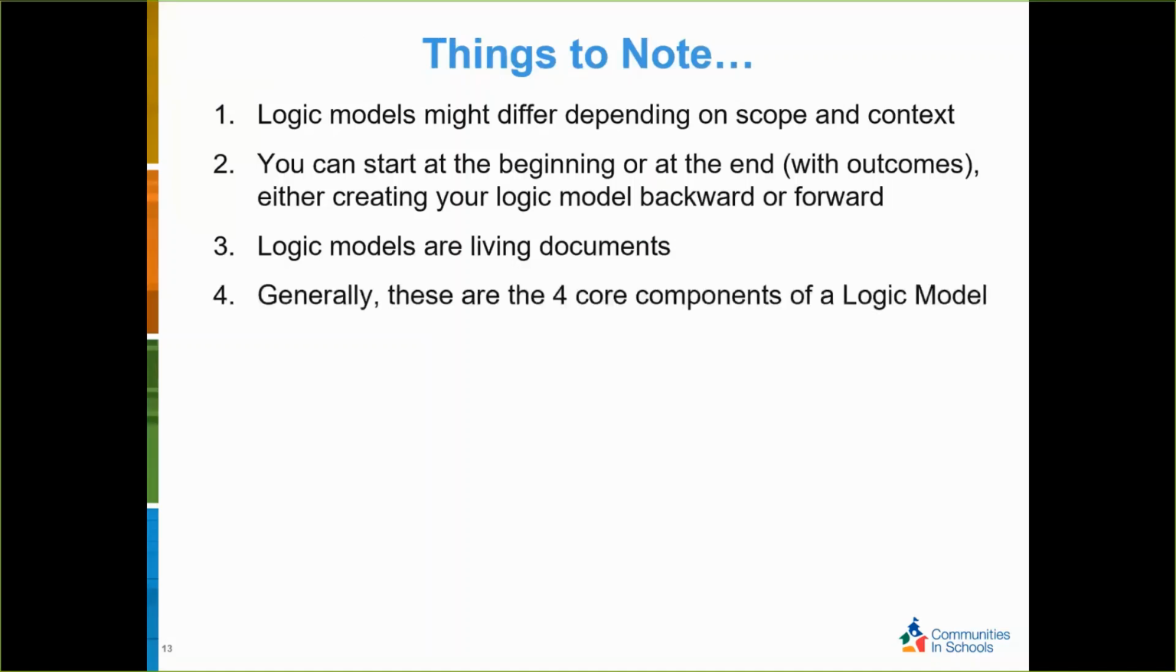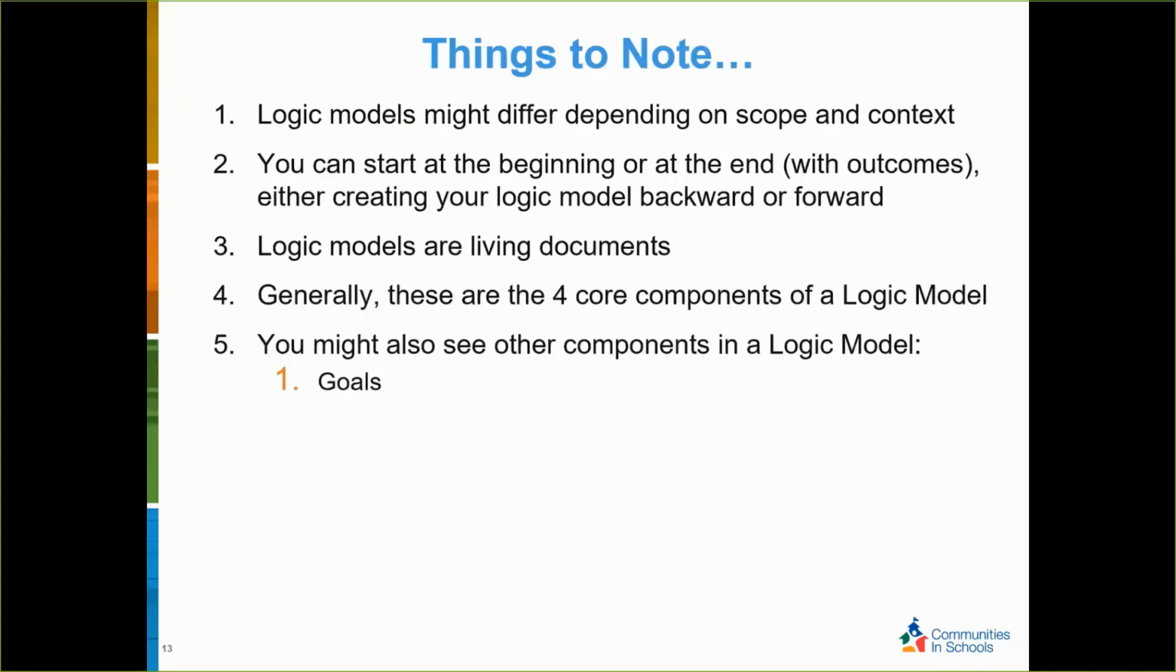Generally, the four core components of a logic model are the inputs, activities, outputs, and outcomes. But as Eamon mentioned, you might find other components reflected in a logic model. For example, goals, for when you want to make a program or an initiative's goals explicit in the logic model. Assumptions, these are the things that you are assuming will be in place for the success of the program. So this can include things like the beliefs and behaviors of people involved, or that the resources and staffing will remain stable.